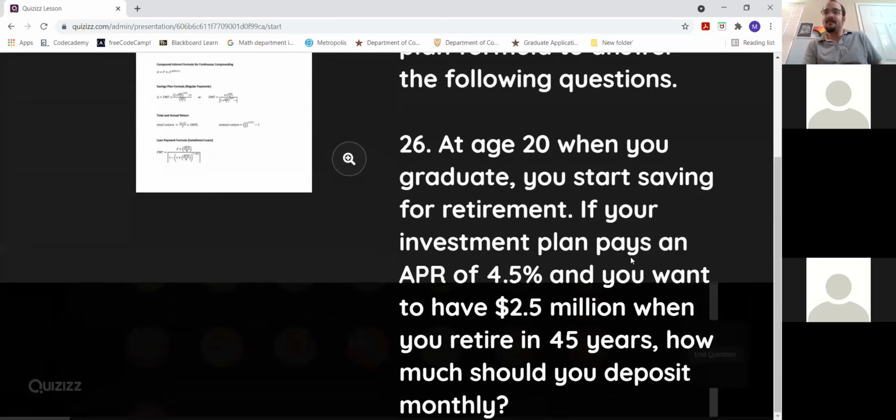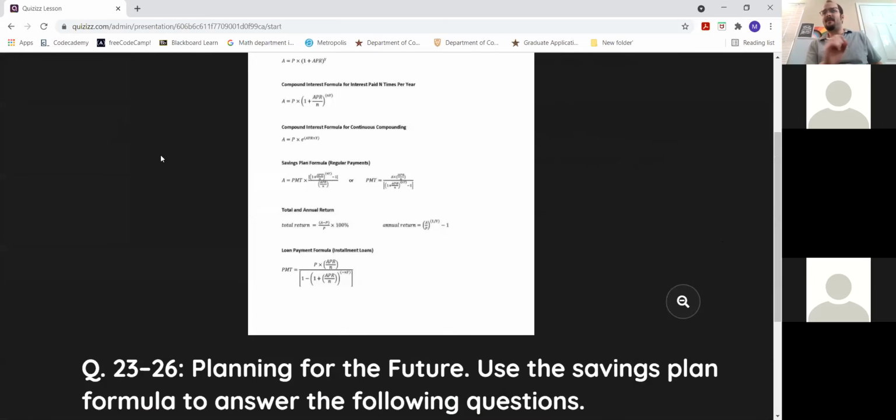If your investment plan pays an APR of 4.5%, they're giving me APR, and you want to have 2.5 million. So we want to end up with 2.5 million. I think that's giving me an accrued amount when you retire in 45 years. I think this is giving me my Y here. So how much should you deposit monthly? Since it sounds like they're asking me probably for a payment.